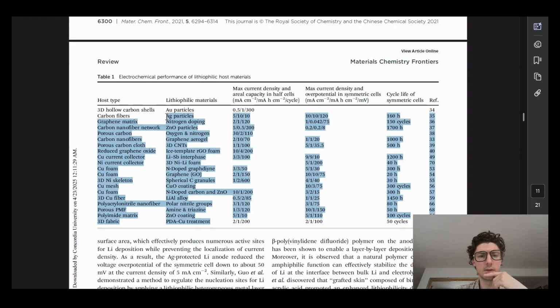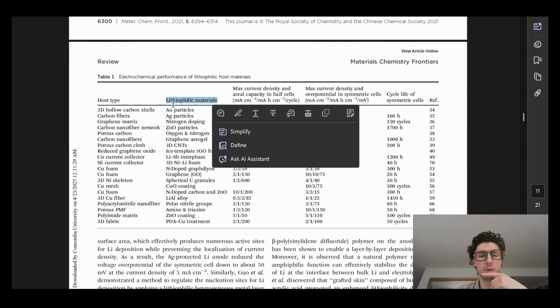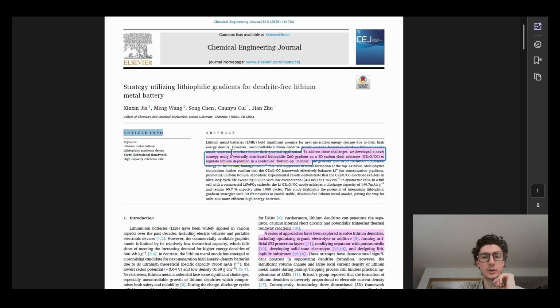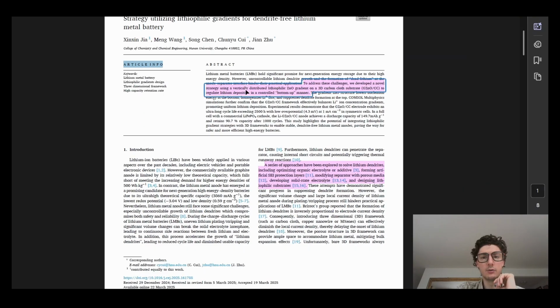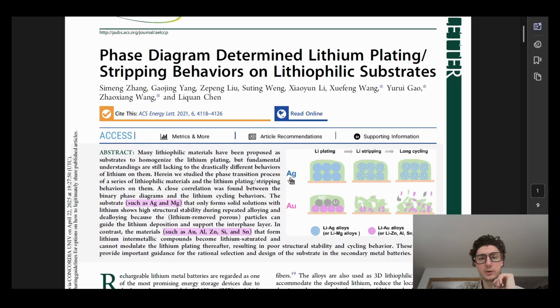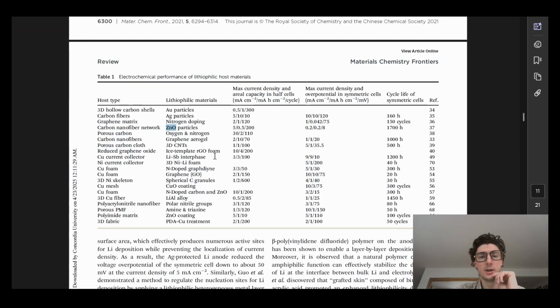So, okay, this is the stuff that we've been looking at here in the lithiophilic materials. This is the stuff I've been interested in. We got the gold and the silver and the zinc oxide. The zinc oxide was this previous article we saw with the zinc oxide gradient. This second article just looked at silver, and this first article looked at silver, gold, and some other alloys here. So they include silver and gold here.